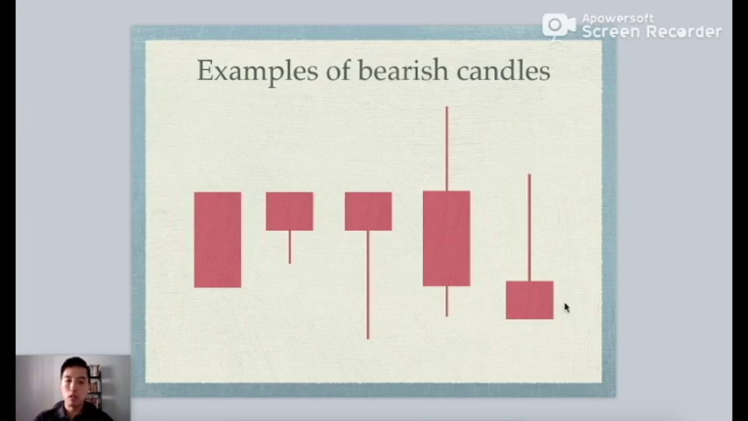It can be a whole body red. Similar to what I've shown you earlier on the green bullish candle, the green one is just exactly the opposite, just that it's in red. So it's just a different color representation.